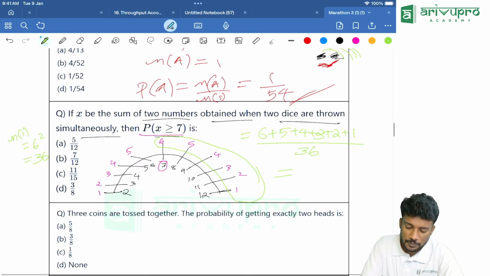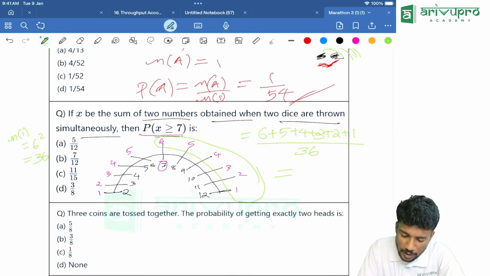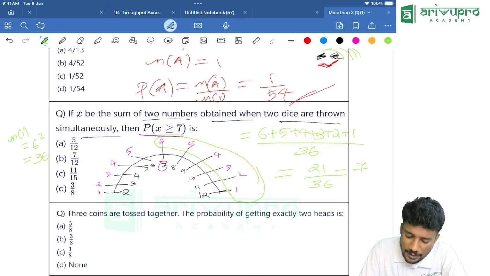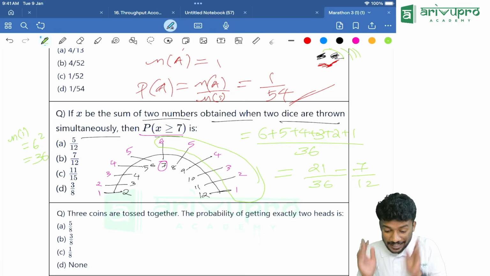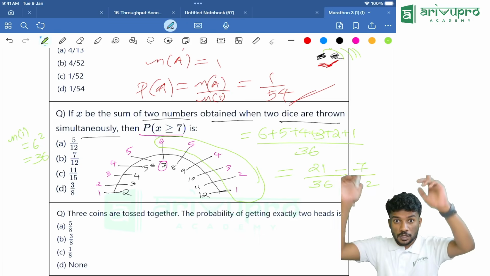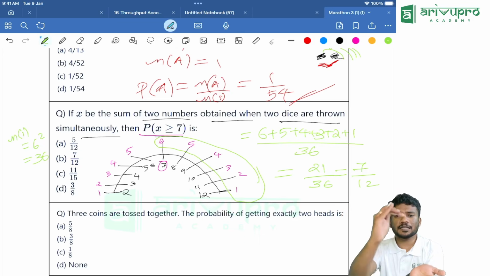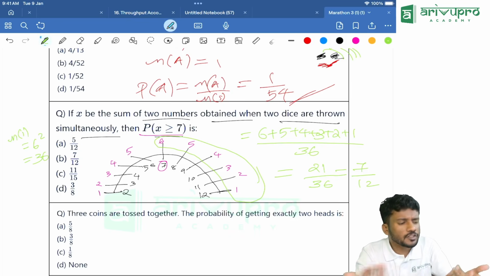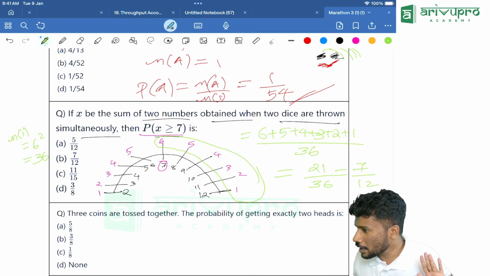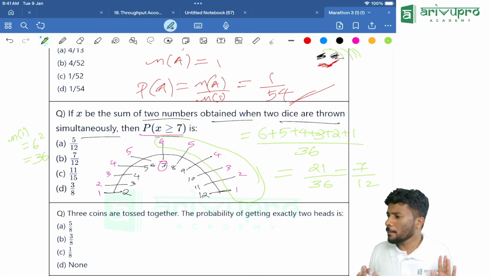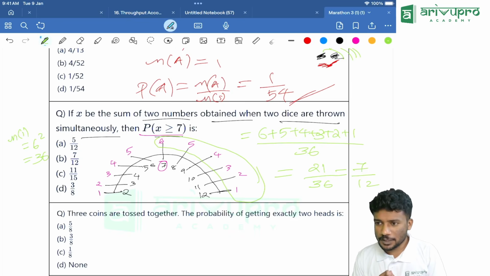So 6 plus 5 is 11, 15, 18, 20, 21. So 21 divided by 36 is equal to 7 by 12. Now, people, if you don't know how to use factorization, what will you do? Just take a calculator, type it and click equal to, and check which of the options is giving the same decimal value. That is the method. Purinjada? Anyone having doubt, please tell me.